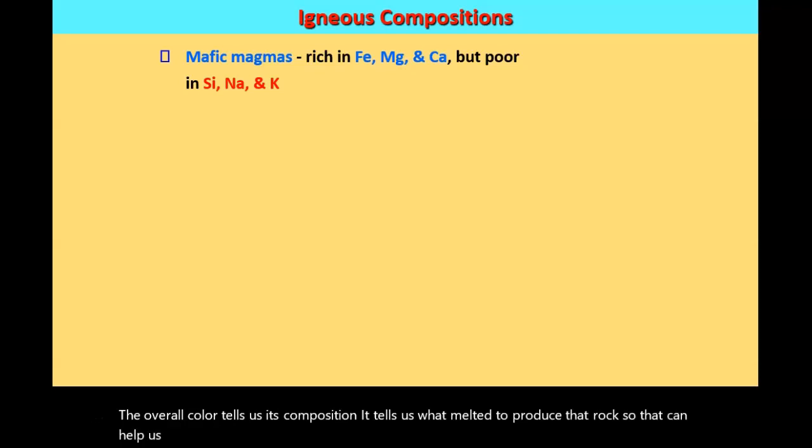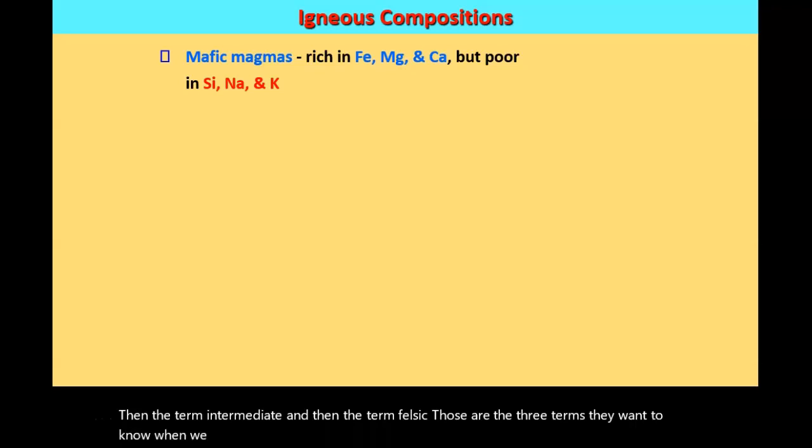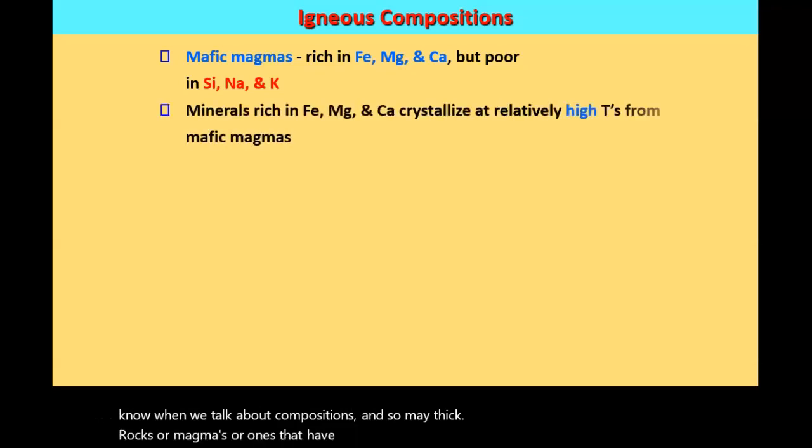So the terms we want to introduce you to for igneous rock compositions are mafic, intermediate, and felsic. Those are the three terms we want to know when we talk about compositions. Mafic rocks or magmas are ones that have a lot of iron and magnesium, and that makes them dark in color.